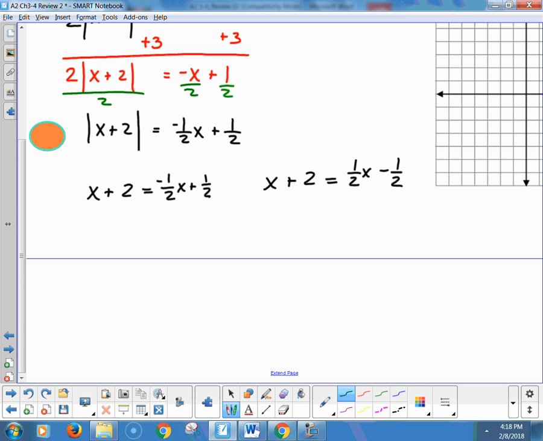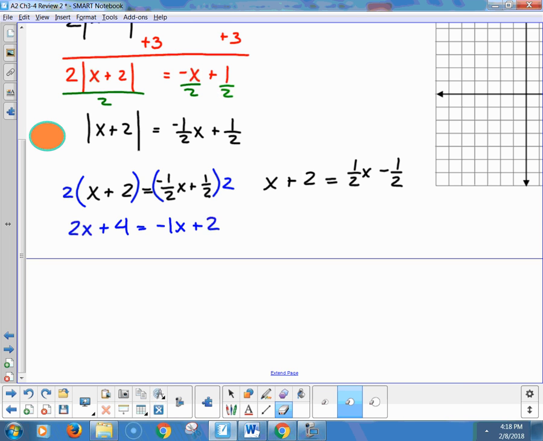So you have some equations to solve. They have fractions, and so I think the first thing I do, no matter what, is multiply both sides by 2 to eliminate my fractions. I get 2x plus 4 equals negative 1x plus 2. Did I blow that? Yes, I did. 1/2 times 2 is not 2, it's 1. Okay, and multiplying by 2 here, we'd get 2x plus 4 equals 1x minus 1.